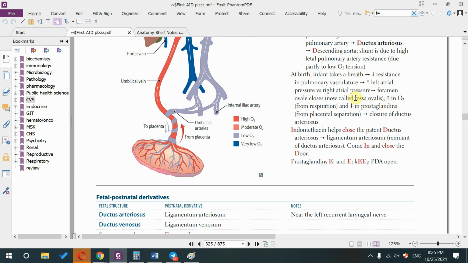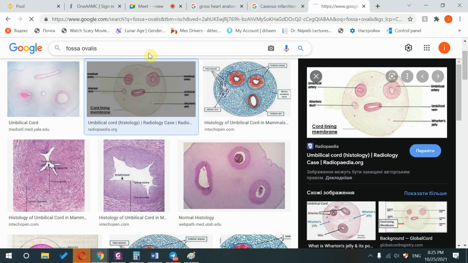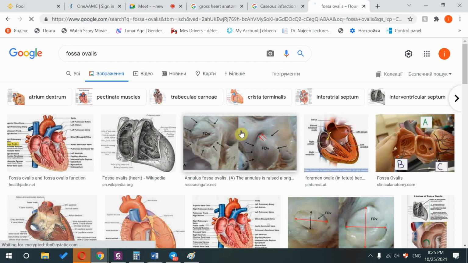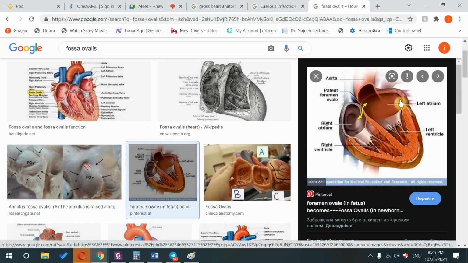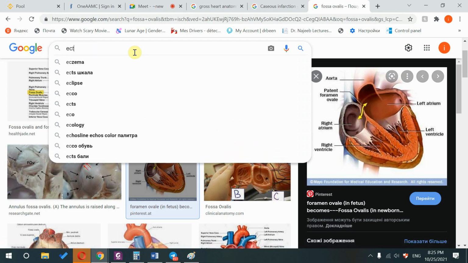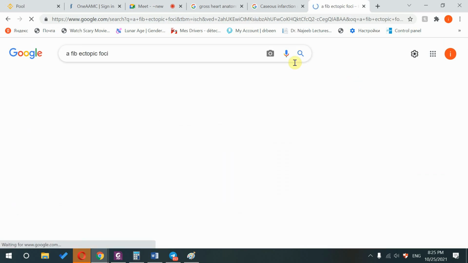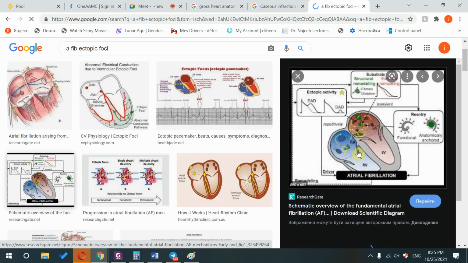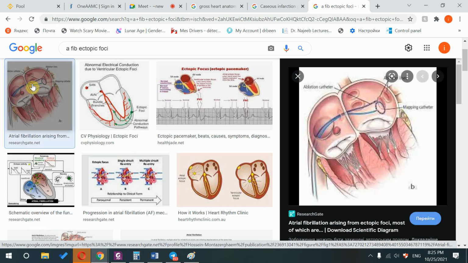Why is it important, guys? It's important to know the anatomical location of it, because they ask the following question about it. If you take a look here at the fossa ovalis, it's located between the right and the left atrium. And here we have the pulmonary veins. Do you remember, guys, where the AFib ectopic foci are located? I hope you are saying now it's near the pulmonary veins. If you take a look here, you can see the AFib ectopic foci. It originates near the pulmonary veins. If that is true, look at this procedure.